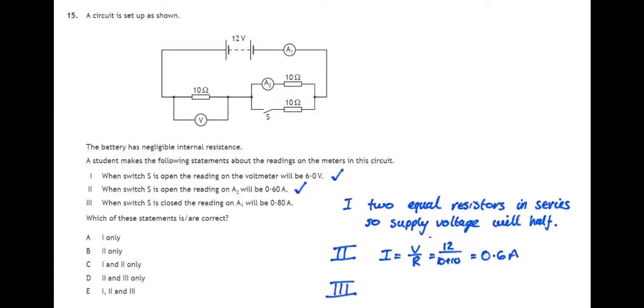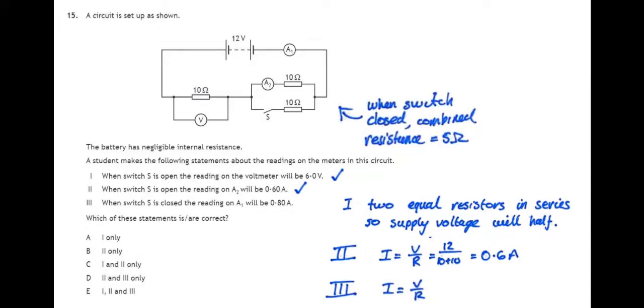Right. A1 is the current leaving the battery. So what is going to happen here? Well, when the 2 10 ohm resistors now are in parallel with each other, they have a combined resistance of half as much as one on its own. A useful little rule to remember: 2 identical resistors in parallel will have a combined resistance of half as much as one on its own. So these 2 10s will have a combined resistance of 5.